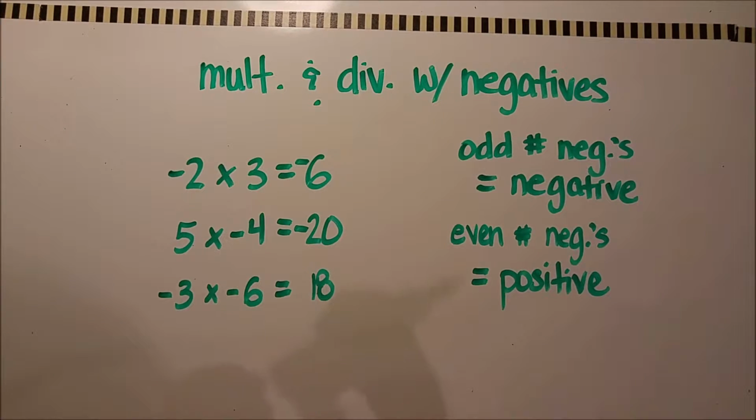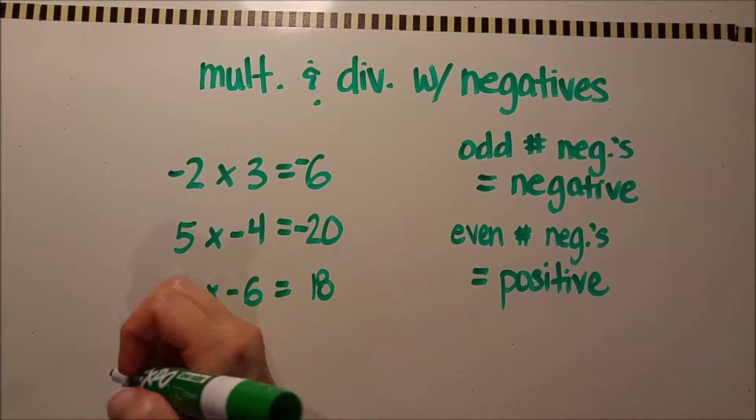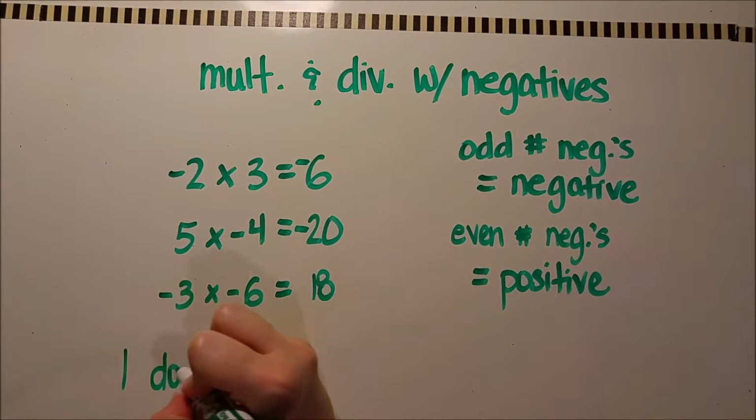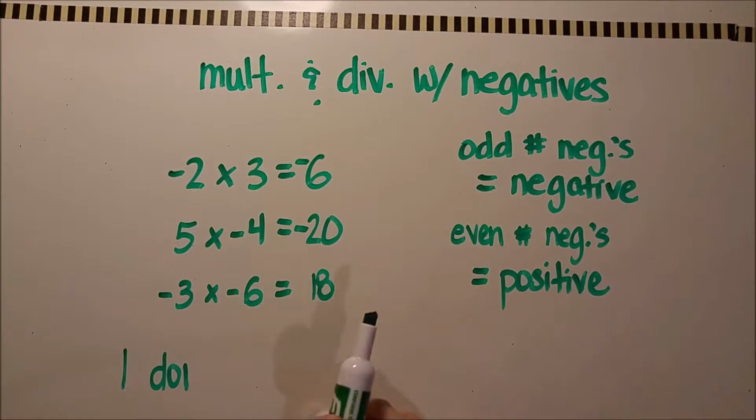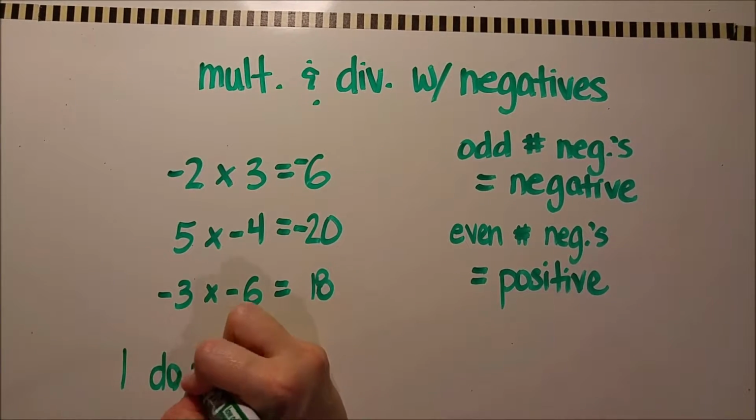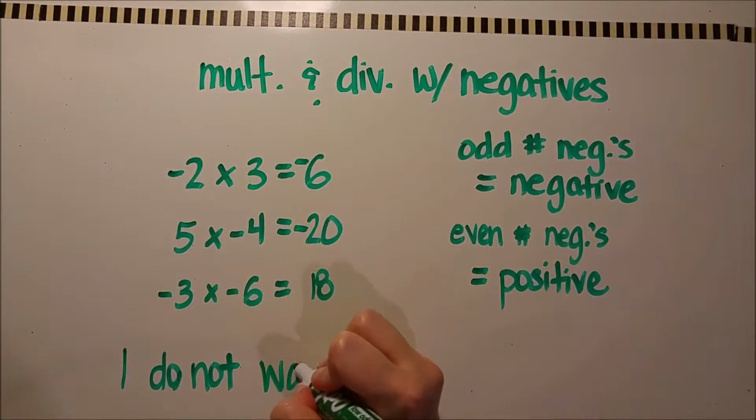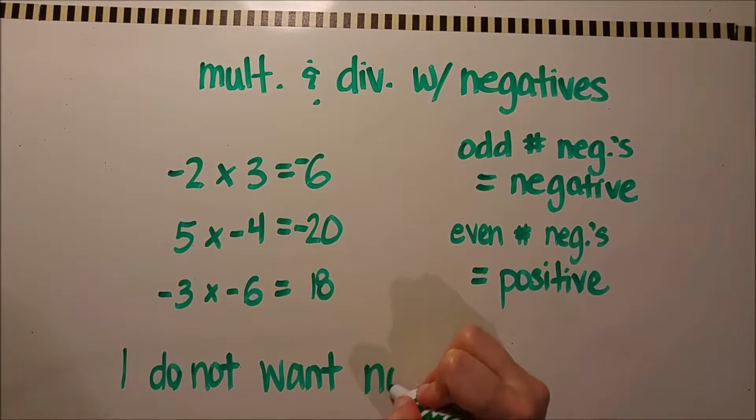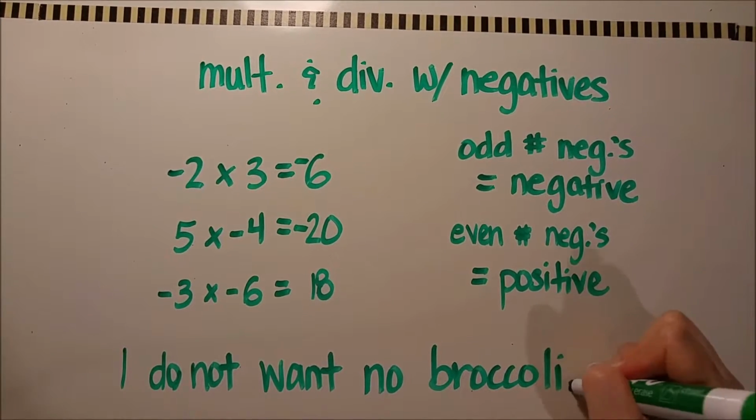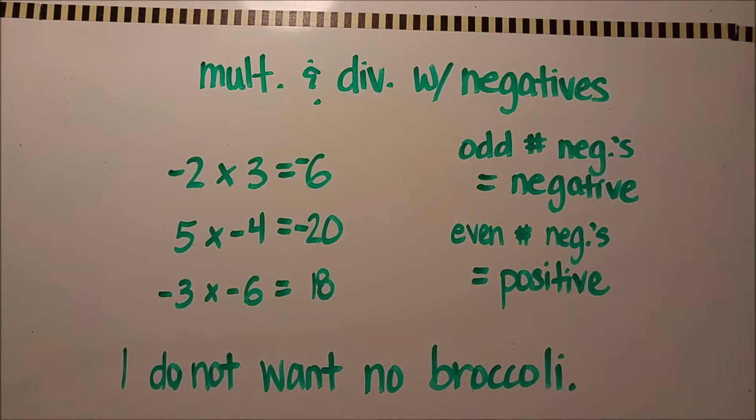Same deal here. So let's see. I do not like broccoli. I'm sure there are some of you that do not like broccoli either. And so I would never say, I don't. Well, instead of don't, I will write do not. I do not want no broccoli. This is grammatically incorrect because it is a double negative.